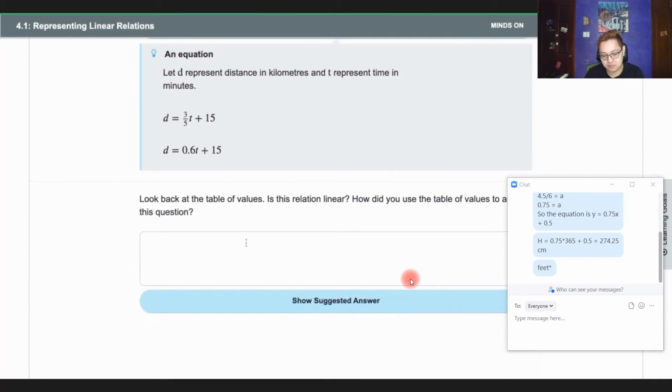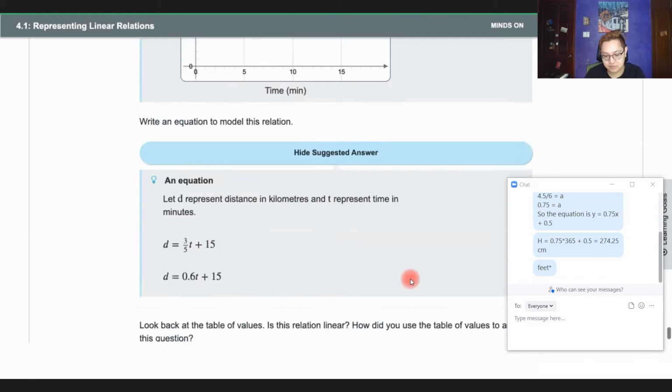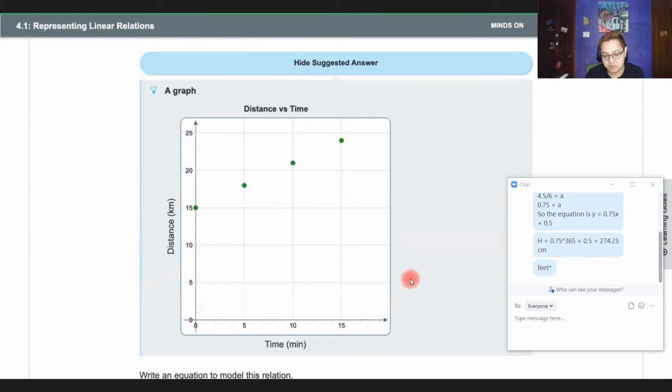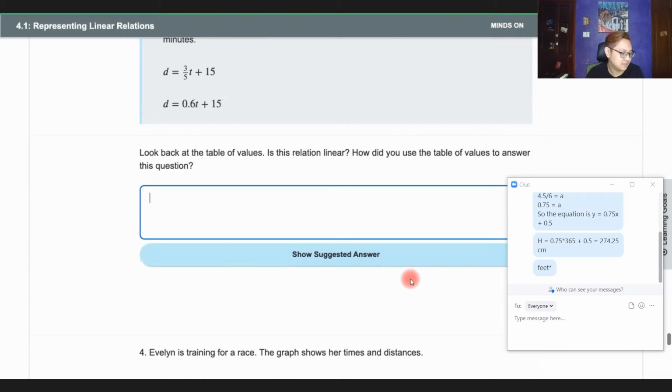Look back at the table of values. Is this a linear relation? How do you use the table of values to answer this question? It is a linear relation.